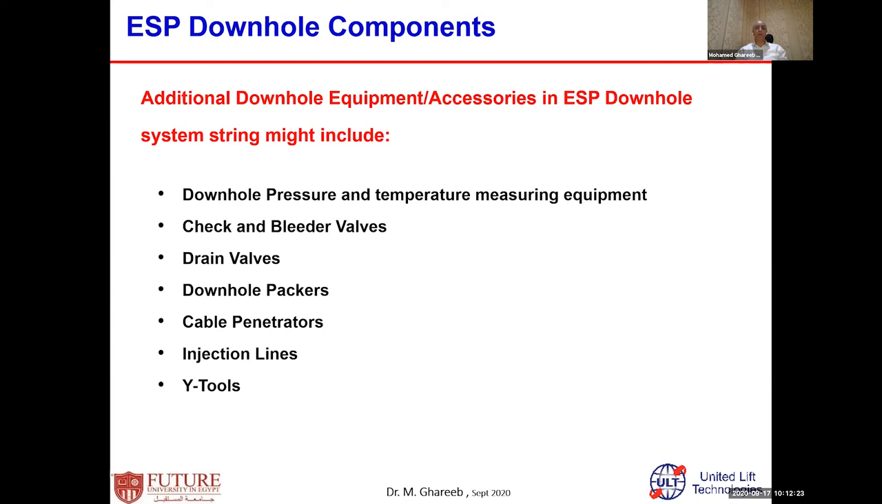Sometimes I use an injection line along the ESP just to inject downhole chemicals, for whatever purpose of the injection downhole. I have seen in some areas injecting fresh water, for example in some fields in Algeria, where the downhole water salinity is very, very high and there are some salt crystals downhole. In order to dilute that, they inject fresh water. To inject fresh water, you need an injection line from surface to bottom.